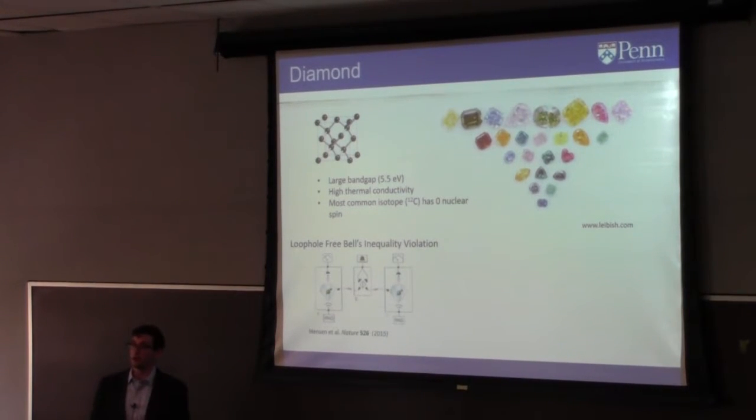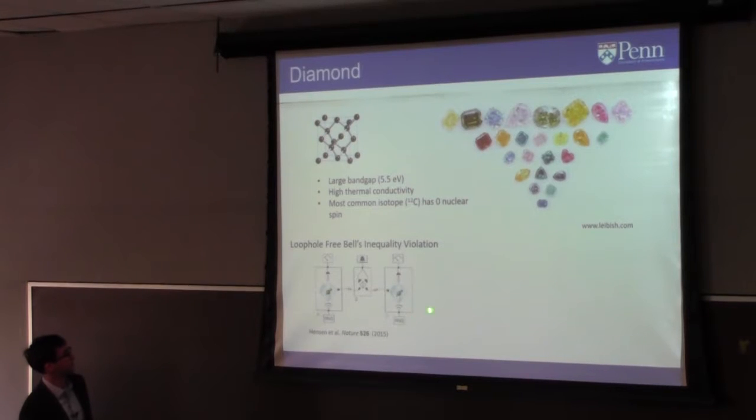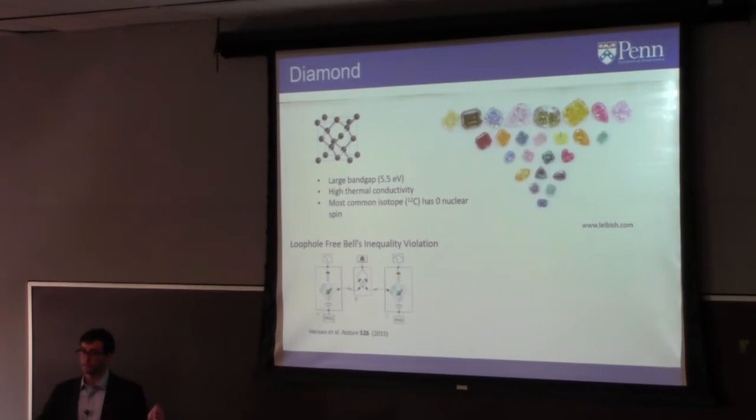This was about a year ago, very popular. It was in the New York Times. And essentially what these researchers did is they took 2 electron spins in diamonds separated by a kilometer, entangled them, and were able to prove that they were entangled and that quantum mechanics was governing these systems.